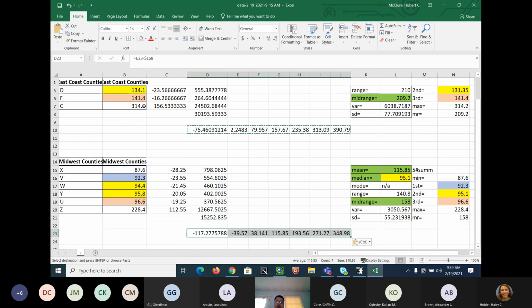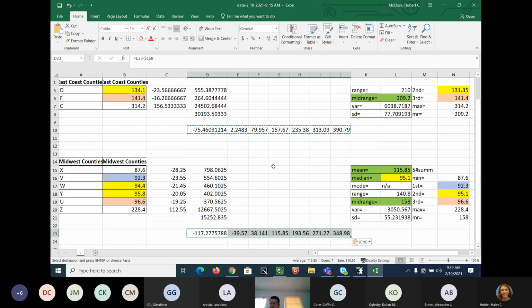Okay, so there's your empirical rule. I'll show it to you in just a second. Okay, your first is 88, 92, 95, 97. Good gracious. That's real close. And 229. That's close enough for government work. And 158 is the mid-range.